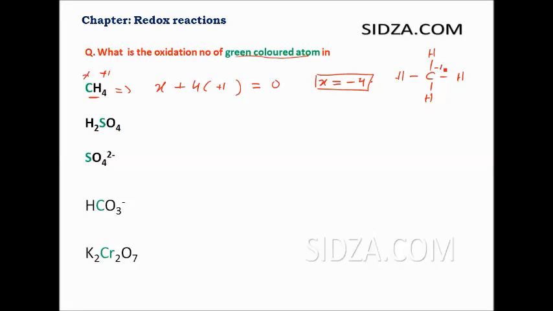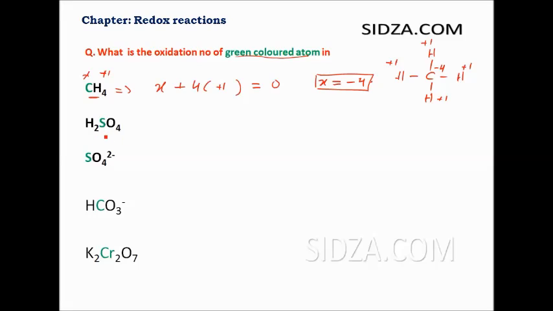So -4. Actually every hydrogen has +1, so this has a +1, this has a +1, this has a +1, so total +4. Charge on the carbon should be -4 because the whole molecule is neutral. Okay, make some sense? Fine.